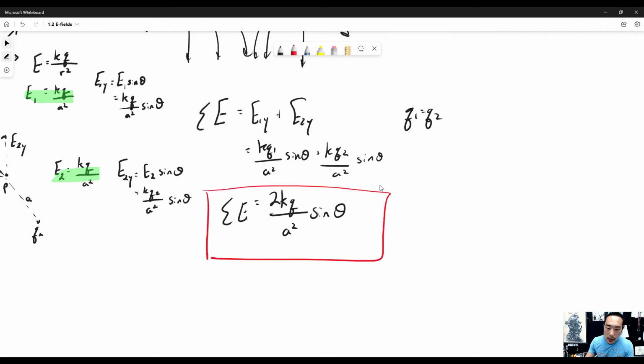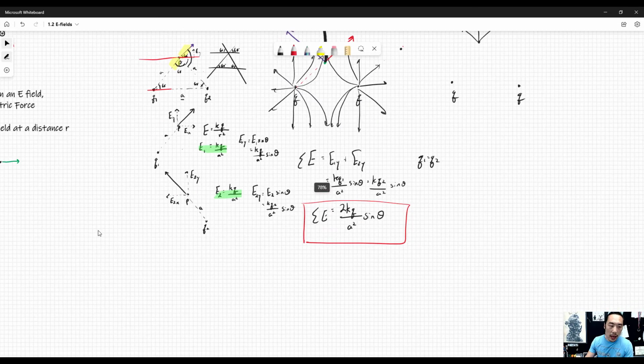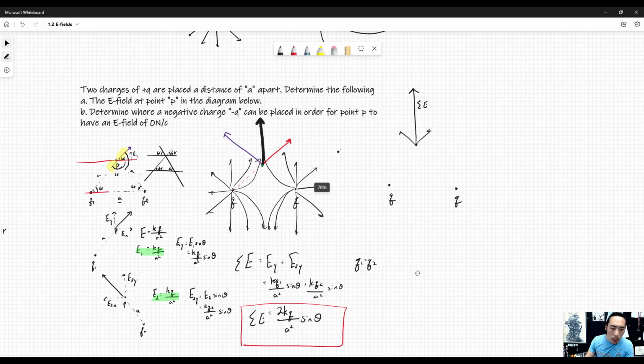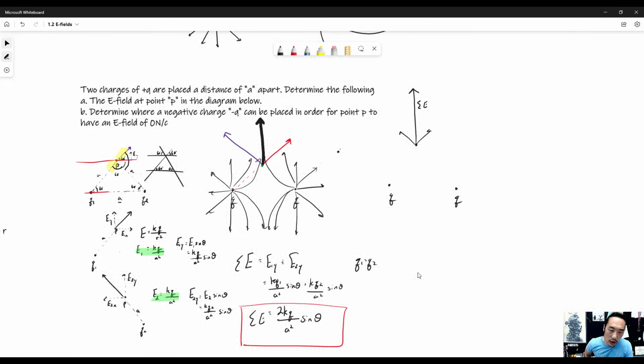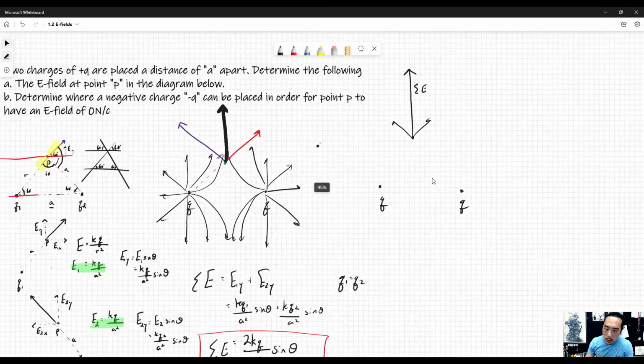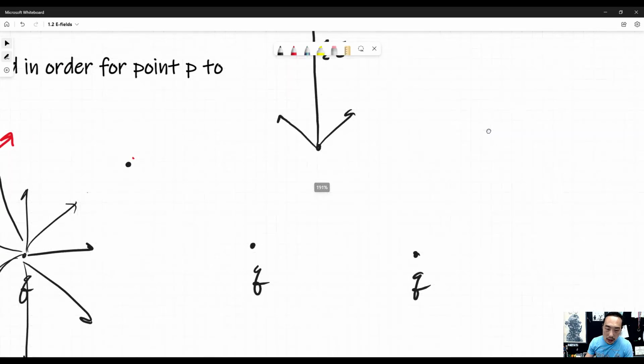All right, so now the question is, if we take a look at question B, B says, determine where a negative charge, negative Q, can be placed in order for point P to have an E field of 0 newton per coulomb. All right, so let's break this down. I'm going to use this model here because it's a little bit cleaner.